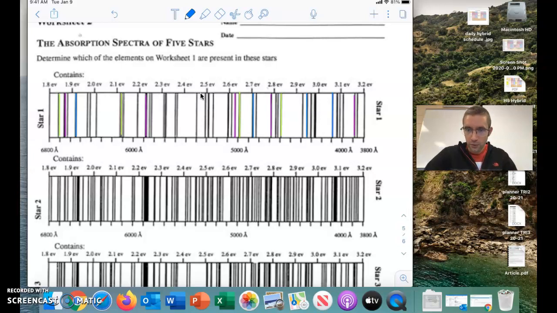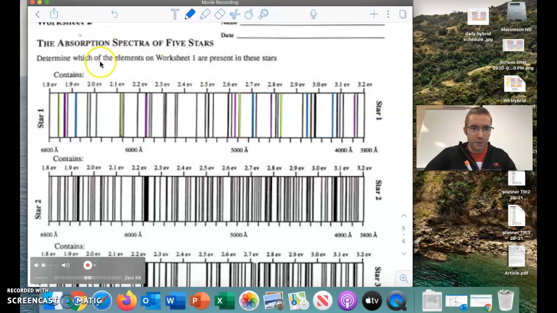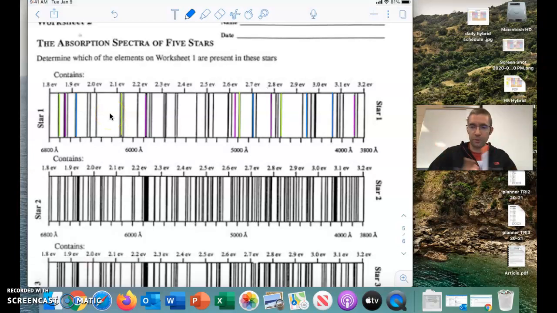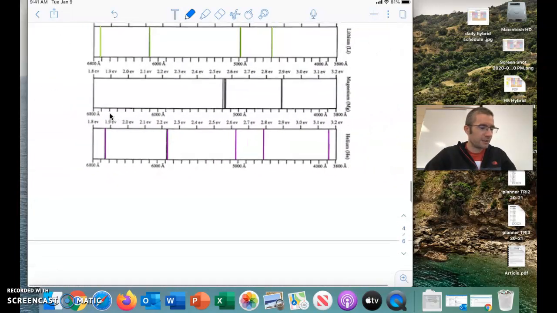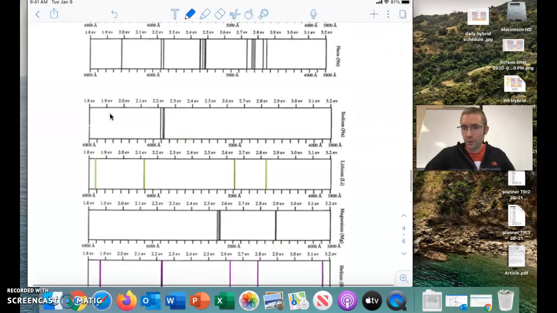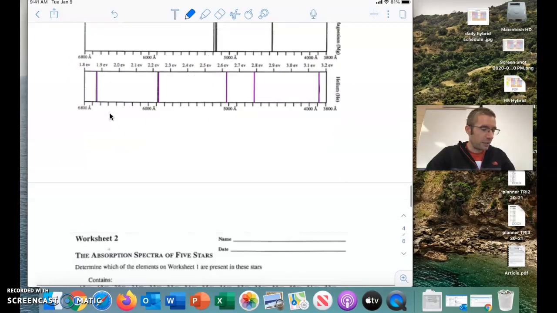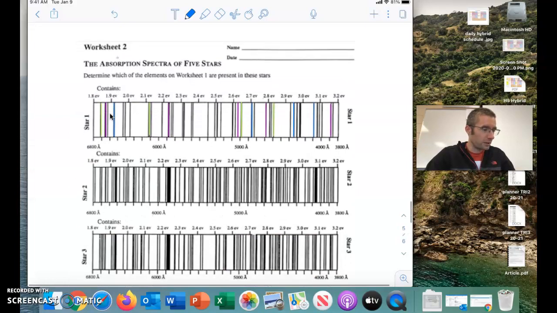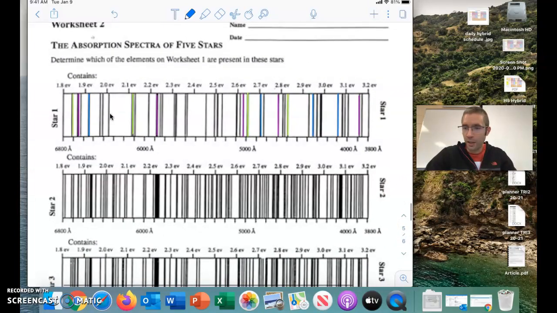Okay, so you might be thinking to yourself, well, Mr. Christman, how does that work? Star 1 has all of these other lines in it, right? And that's true. You're absolutely right. Those lines are coming from other elements. Okay, stars are made up of many different elements. Okay, we were only given 7 different elements here. So what that means is all these other lines for star 1 come from elements that are not in our list up there. Okay, which is fine.